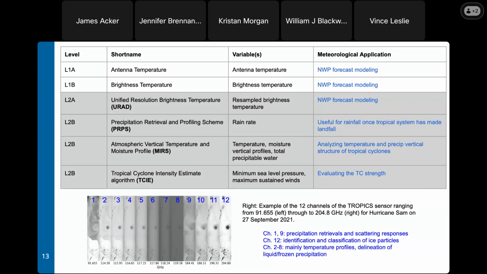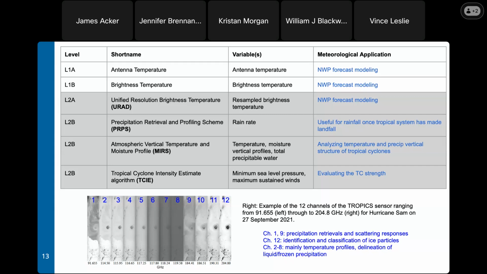We have unified resolution brightness temperature that provides resampled brightness temperatures with meteorological applications, including relevancy to forecast modeling. Additionally, we have precipitation retrievals and profiling schemes that give us rain rate so we can understand the rainfall when a tropical system makes landfall. TROPICS also enables us to look at the storms from a vertical perspective, giving us temperature and moisture vertical profiles, as well as total precipitable water. So we can really analyze the thermodynamic structure of tropical cyclones.